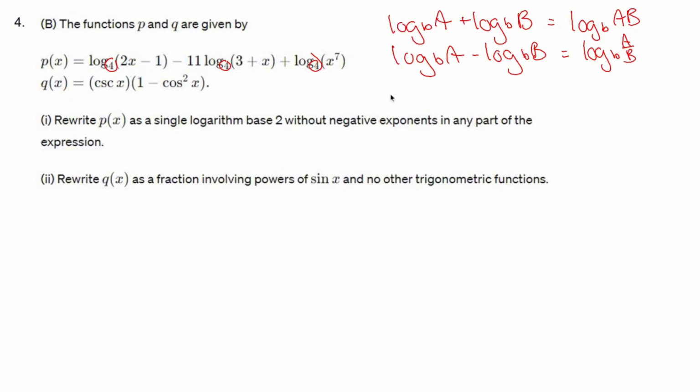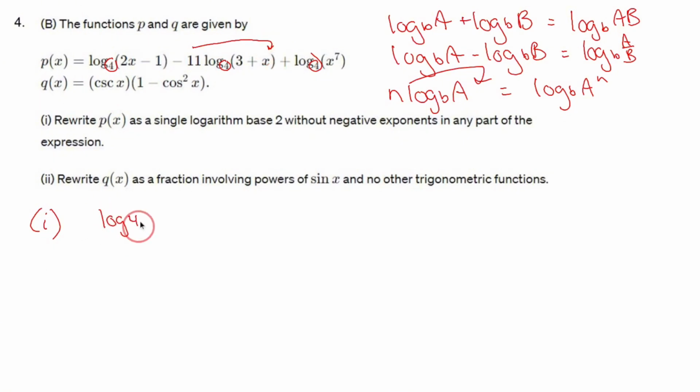And if you have a number floating around in front of a log, you can take that number and move it up here and make it an exponent, like so. So the first thing I'm going to do is not do anything yet, but move that 11 up there. So log base 4 of 2x minus 1 minus log base 4 of (3 plus x) to the 11th power plus log base 4 of x to the 7th.